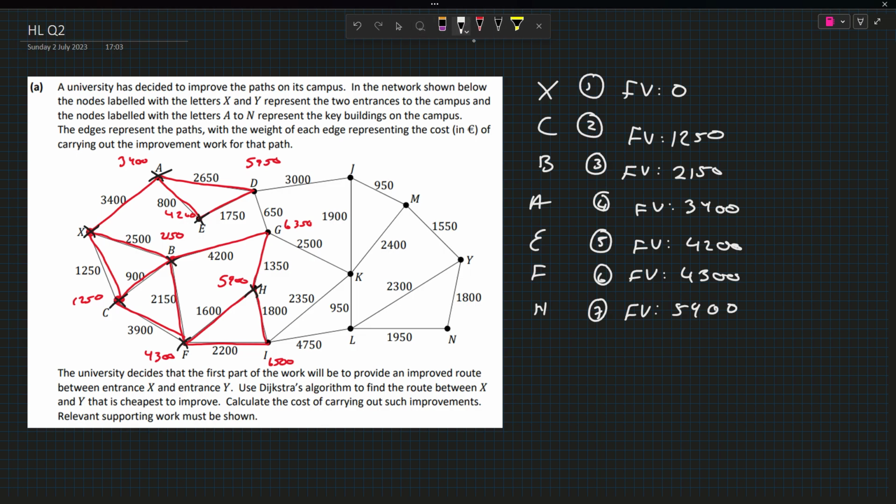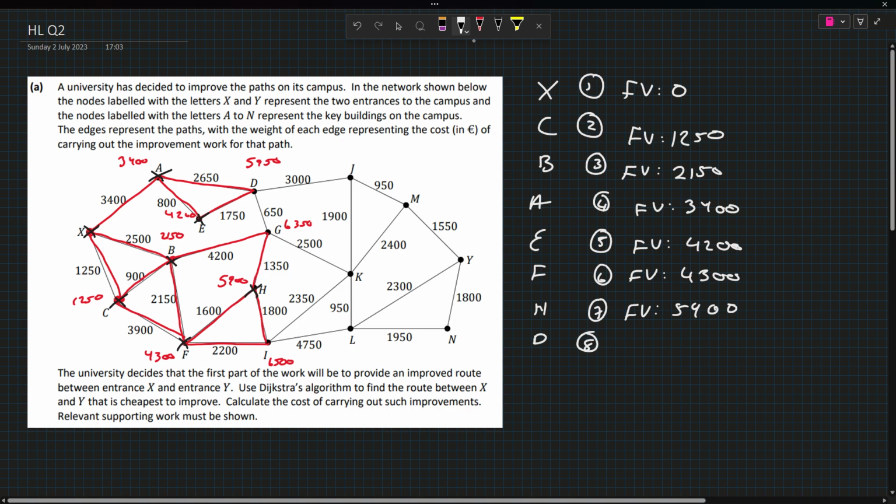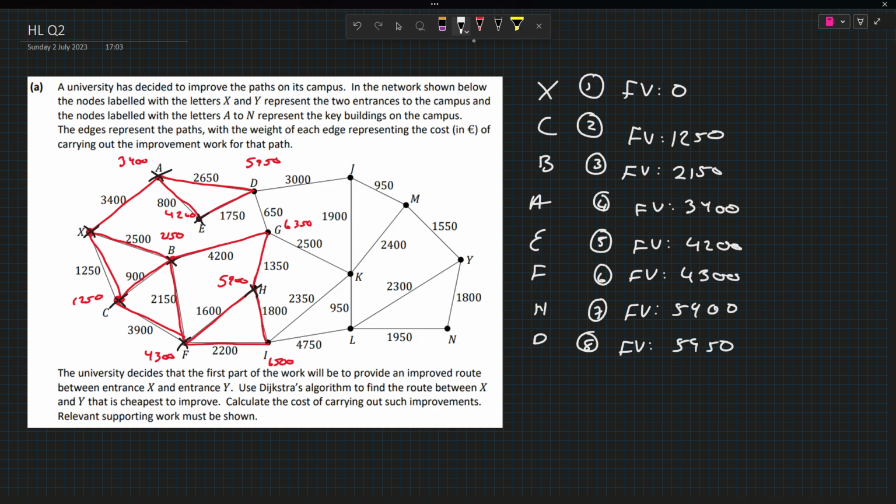So the next one to pick is D at 5,950. So D gets priority 8, final value of 5,950. Now from D we can go to G, which just about isn't worth it. Plus 650 would be 6,600. However, we can go directly to J, which will give us 8,950.